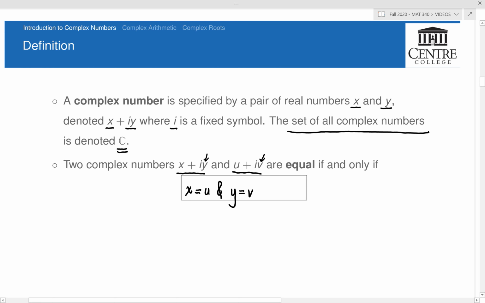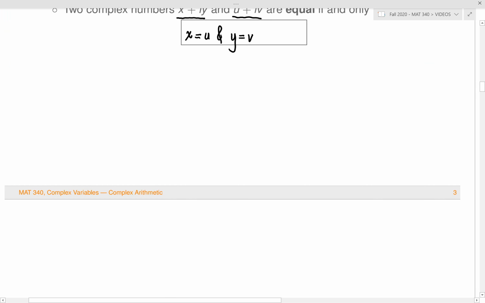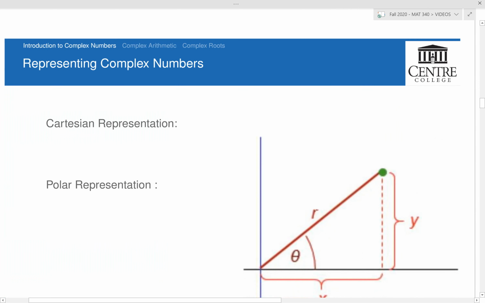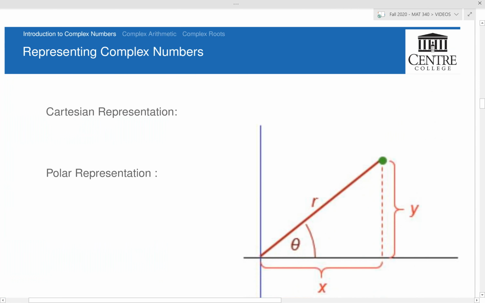Now that we know what complex numbers are and what it means for them to be equal, the next thing we'd like to talk about is how we go about representing them. We're going to begin with Cartesian, and then move on to polar representation. Let's say we are starting with a complex number, which we're going to denote by z, which is equal to x plus iy. As we mentioned last time, x and y are real numbers, just a pair of real numbers.